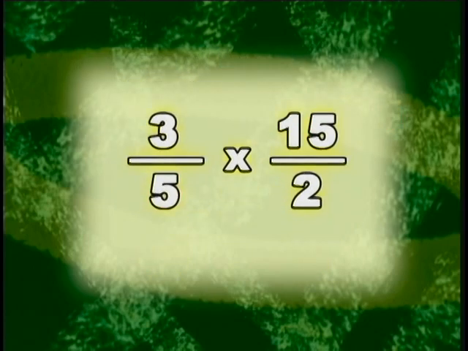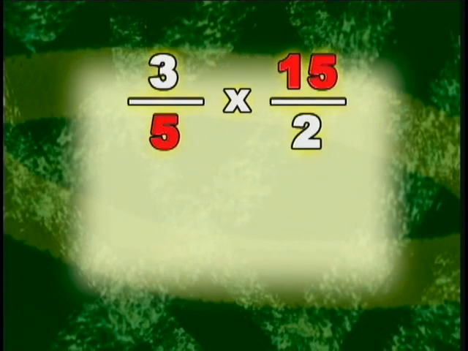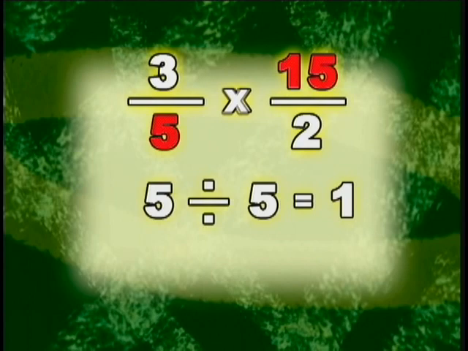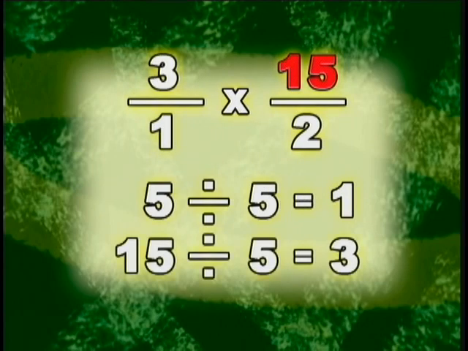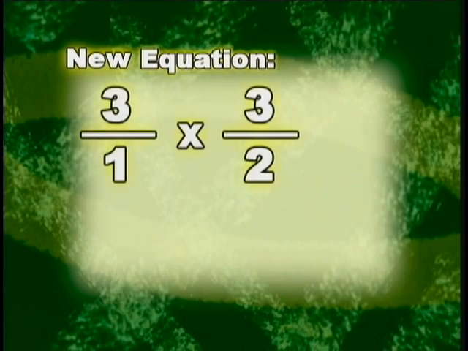The next step is to divide 5 and 15 by their GCF, which is 5. 5 divided by 5 is equal to 1. 15 divided by 5 is equal to 3. Our new equation is now 3 times 3/2.